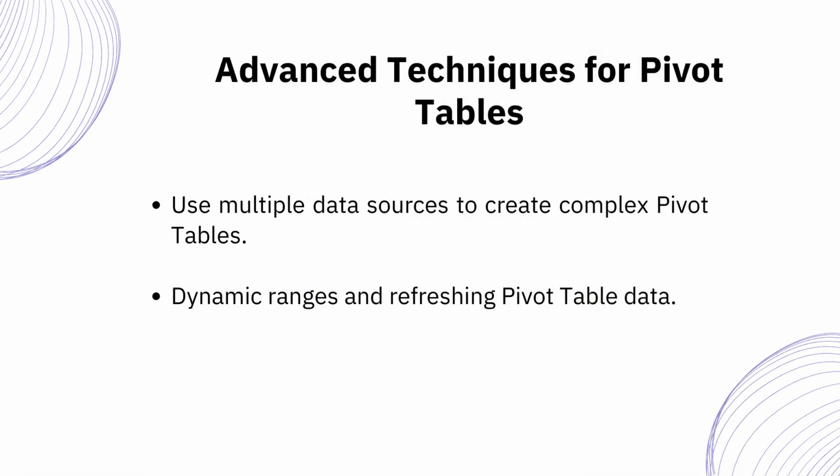You can create pivot tables using multiple data sources. This is helpful when you need to analyze data from different tables within the same workbook. If your dataset is constantly changing, you can set up dynamic ranges so that your pivot table updates automatically. You can also refresh your pivot table with one click when new data is added.